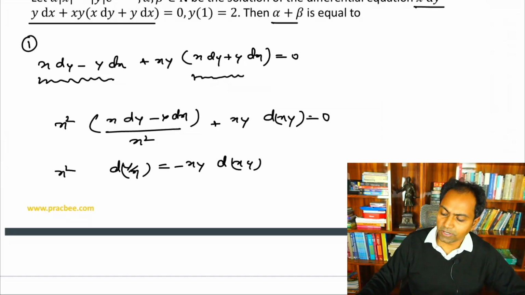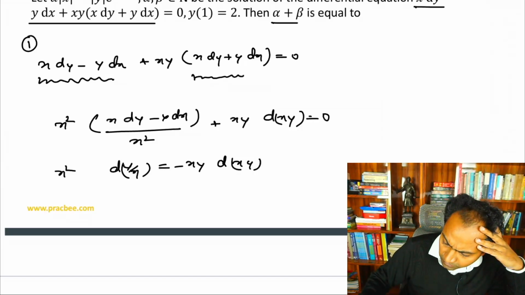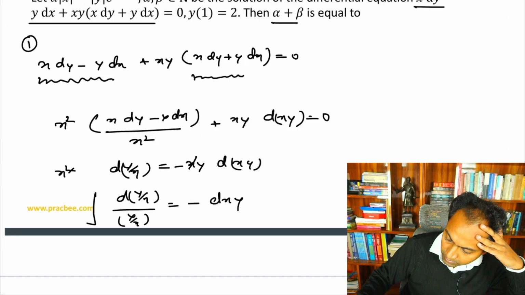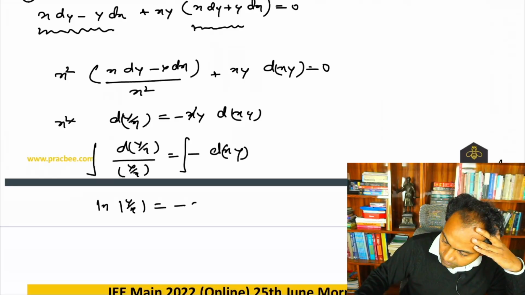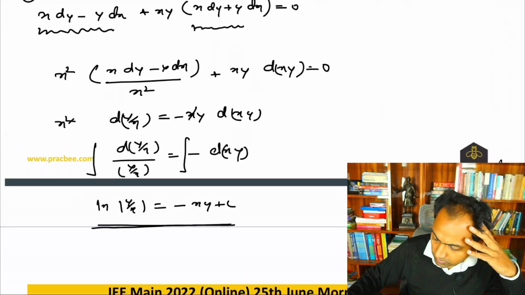And see, this is a very peculiar thing that will happen here quite often. It will not always be straightforward. You will have to readjust the terms. So if I simplify this, this becomes d of y by x by y by x is equal to minus dxy. So now it becomes a proper variable separable. We can integrate. This is ln of y by x common is equal to minus xy plus c. This is what we are getting.